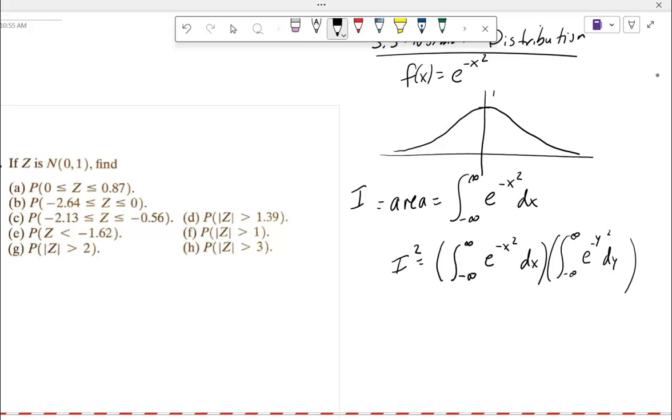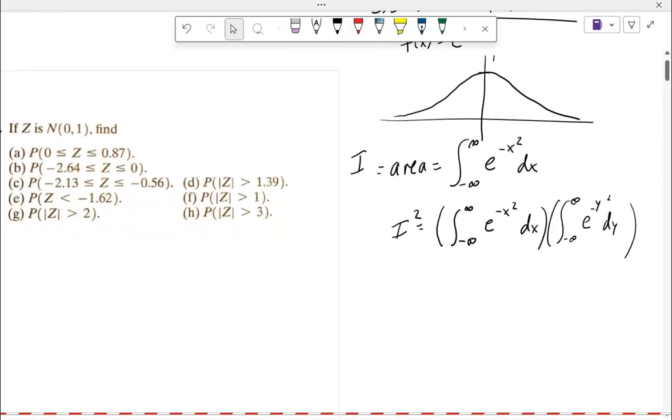And then as far as this integral is concerned, that x is a constant, so I can take that e to the negative x squared and move it inside here. So we can rewrite this thing as an iterated integral. And you should remember iterated integrals from Calc 2 and Calc 3. I can rewrite this as an iterated integral in this fashion.